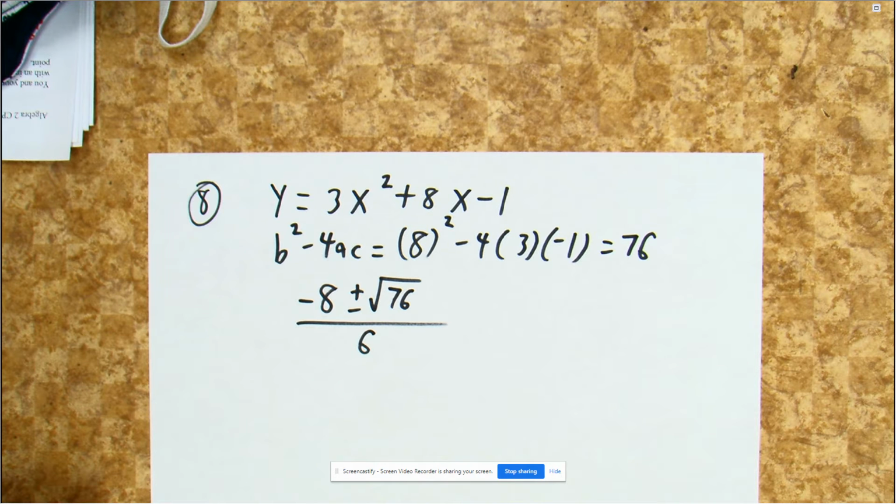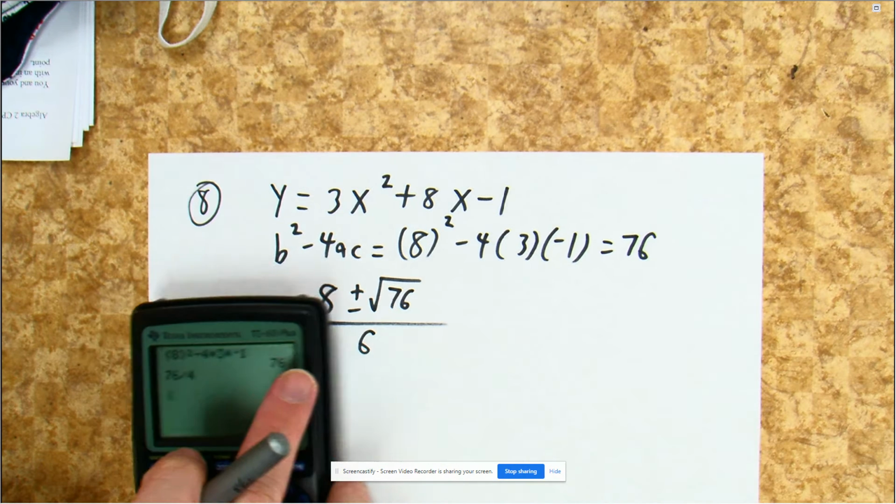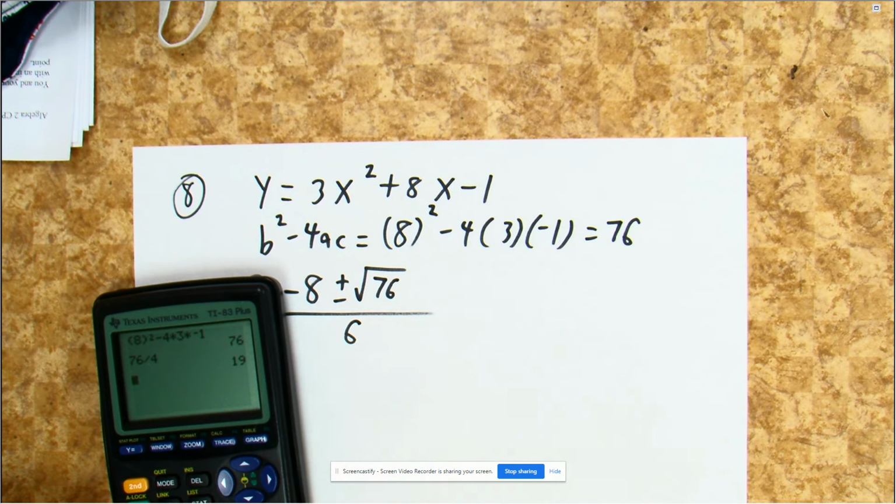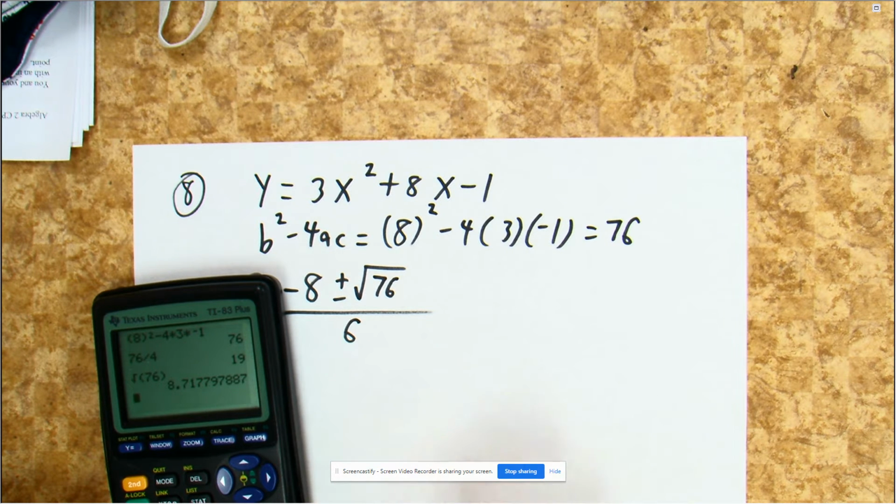So we have to be careful with how we do this. Now, you could figure out what the square root of 76 is. Let me just do that for the sake of argument. In class, I try typing it in all at once, but let me just try to figure this out piecemeal. It really should be negative 8 plus 8.72, if I were to round it, close parentheses, divided by 6.